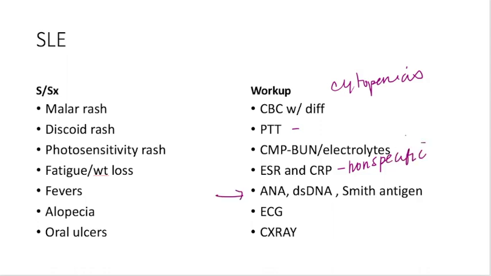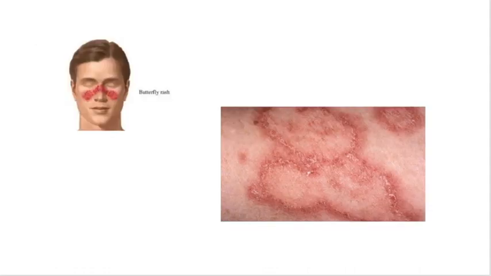Here are all the hallmark high yield tests: ANA, which is the anti-nuclear antibodies, the double-stranded DNA, and the Smith antigen. These are all pathognomonic for lupus presentation. You want to check your cardiac profile as well. There's the butterfly rash, and then this is the discoid rash. Okay, so that is the immune, adaptive, and autoimmune lecture.